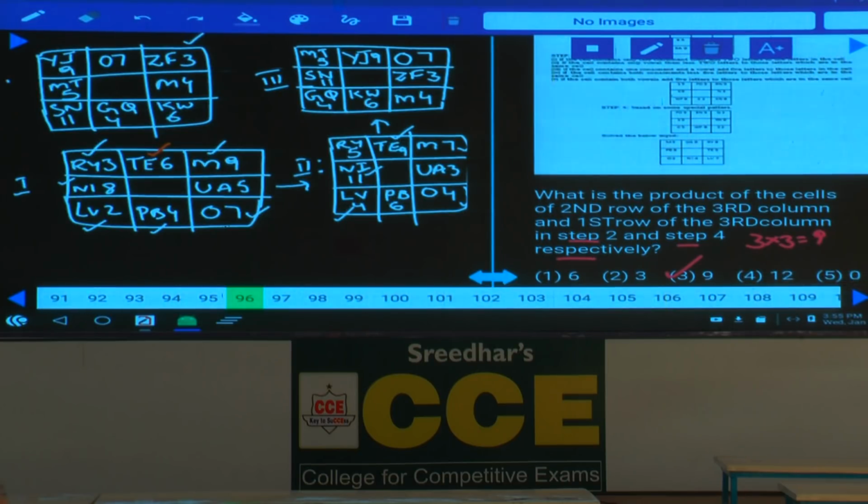Product of the cells, only the number. Among the given choices, only numbers were given. Letters, product cannot be done. Here the letter itself is the number. In general, that information should be given: what is the product of the digits, or what is the product of the numbers in second row, third column.